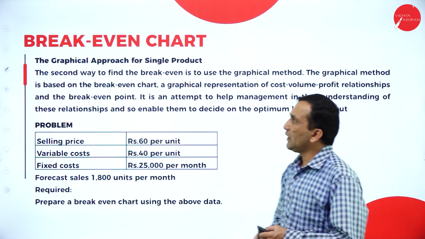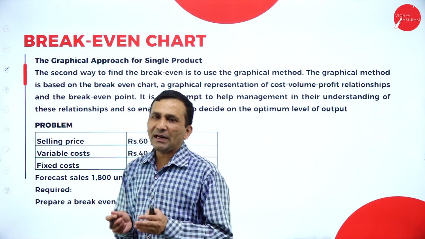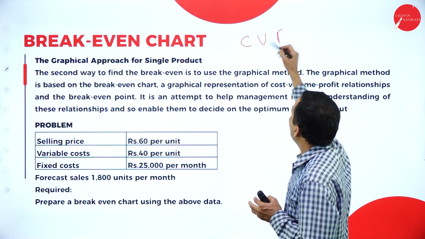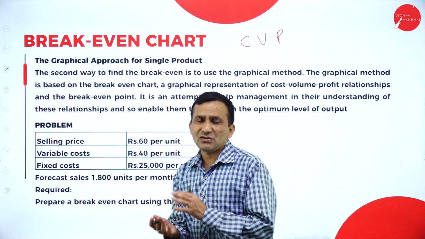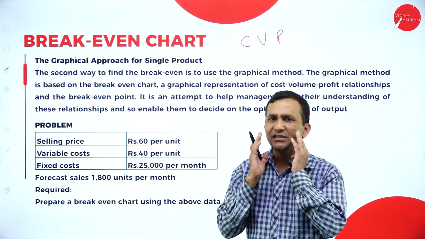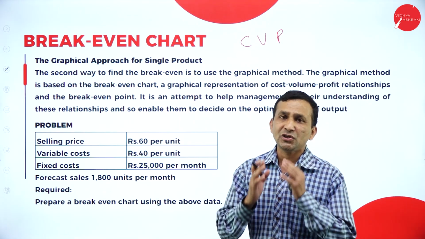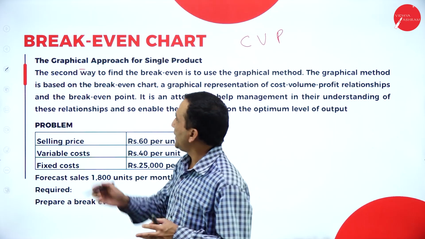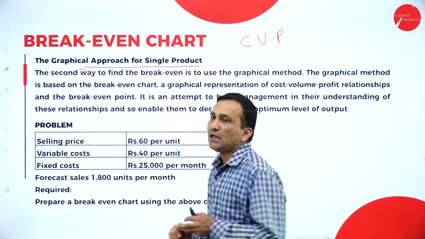Okay, moving on to the break-even chart. Under the break-even chart we call it CVP: cost, volume, profit. There is a relationship, and when you refer to a graph it gives a clear picture, a visual, which is nothing but the graphical method. The graphical approach for a single product.